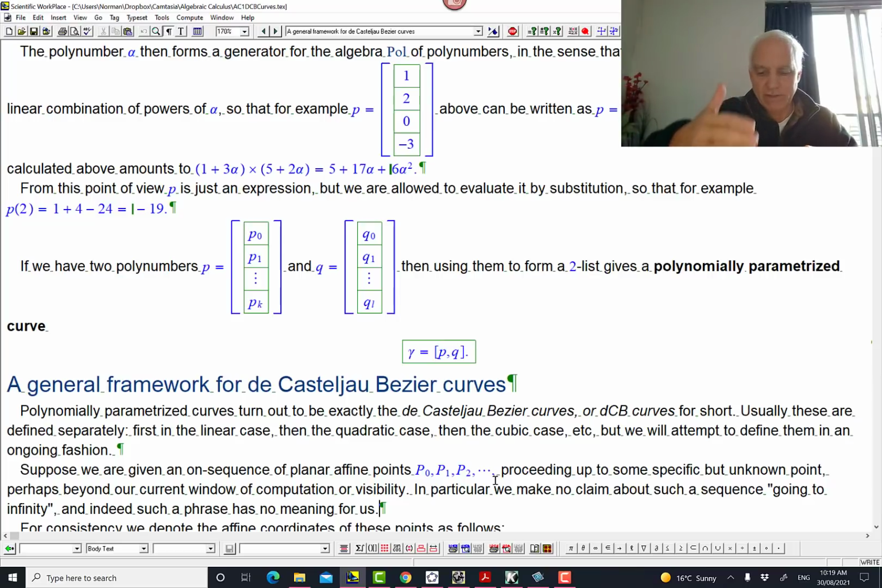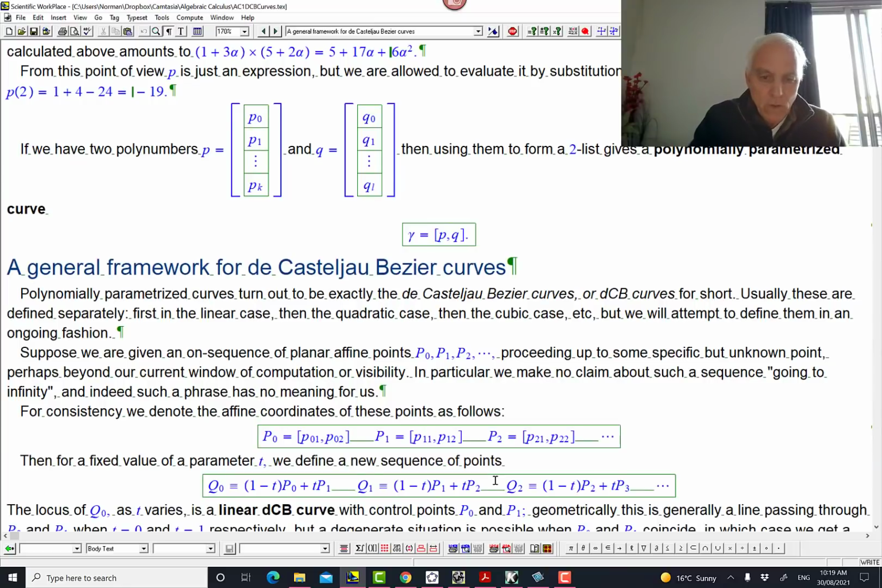So what we want to do is control what's happening at the kth stage, and how the kth stage relates to the k plus first stage. Okay, so we need to introduce some coordinates. So let's suppose these points have coordinates as follows. The 0th point has coordinates P01, comma P02. So the 0 is the index, and 1, 2 represents the first coordinate and the second coordinate, like the x and the y, if you like. Okay, the point P1 has coordinates P11 and P12. P2 has coordinates P21 and P22, etc.